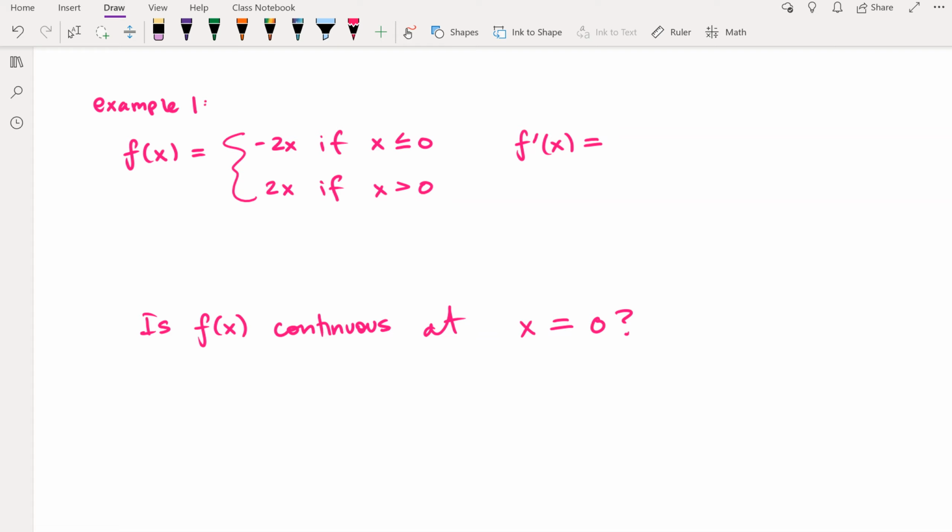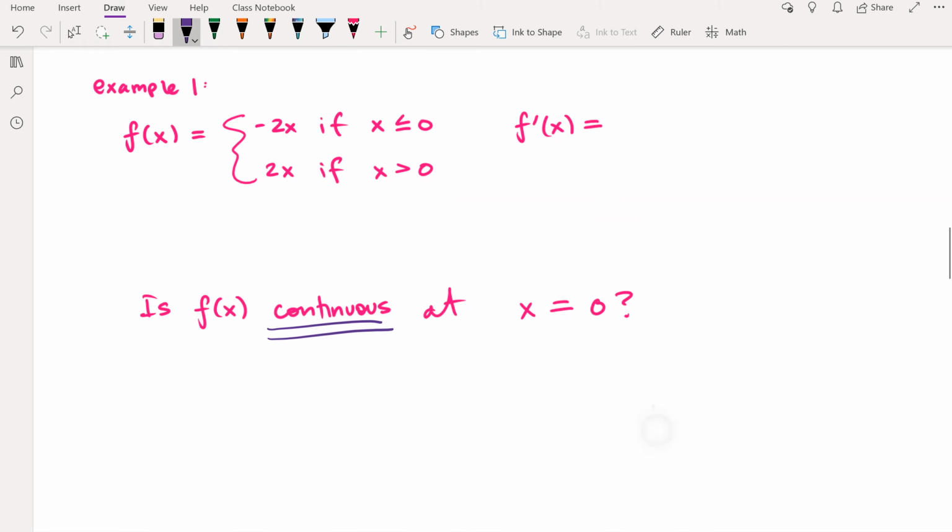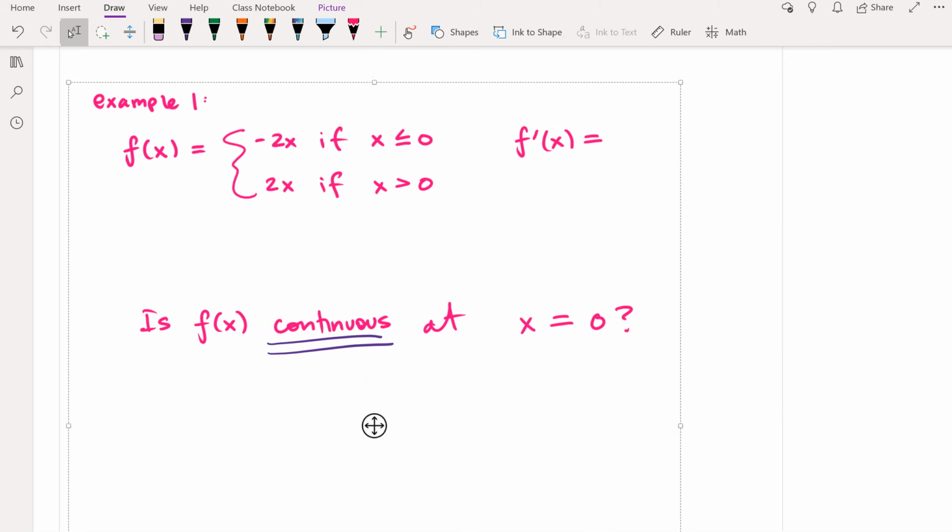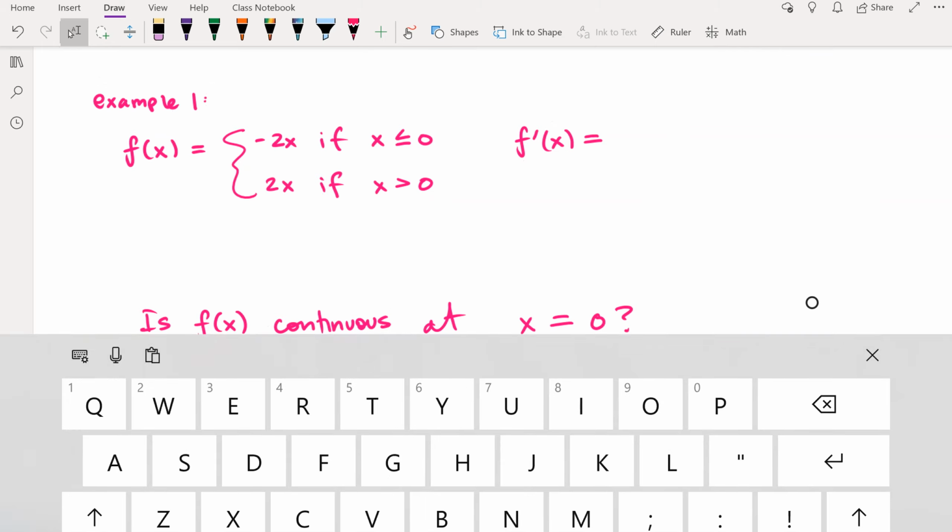All right, and let's go ahead and start. So the way that we're going to prove differentiability is we're going to do the same steps as continuity. So let's go ahead and prove continuity first. Is f continuous? If you remember those steps, we should remember those steps.